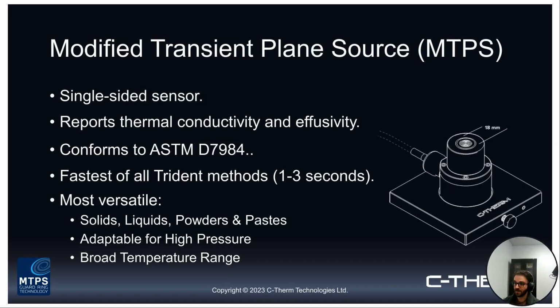So of the three, the MTPS will provide measurements within 1 to 3 seconds, depending on the calibration that is being used, the type of material that you're testing. And it is also, again, really the most versatile of the three. So it is the one that can test the widest range of samples, so solids, liquids, powders, pastes, adaptable for high pressure, broad temperature range, things like this.